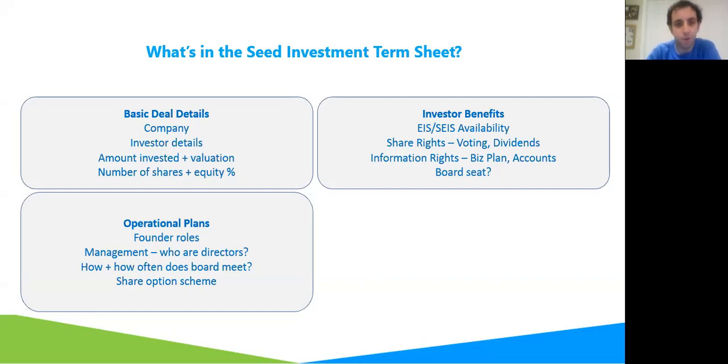If you're an investor, you're thinking, I'm going to put all this money in, but the founder, who's the key person in the business, could just leave and my money's lost. So that's protecting them against that. Management: who are the directors? Generally, that's going to be the founder. If you've got a few co-founders, generally all of them will be directors. And then the question is whether the investor will also be a director. How and how often does the board meet? Generally, once a month or once a quarter.